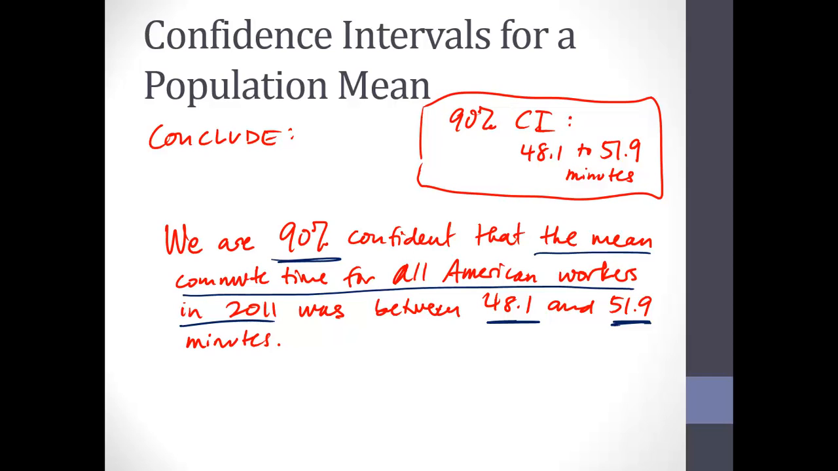So again, instead of giving just a single number to estimate this mean commute time for all American workers in 2011, we're going to do a range of values. And here we found that range of values, and we can attach a level of confidence to it. So we're 90% confident. We're pretty confident that the true mean is in that interval.